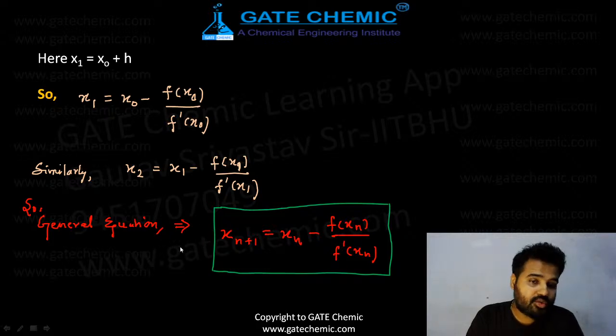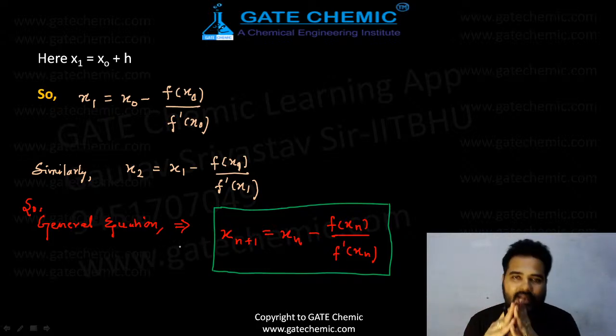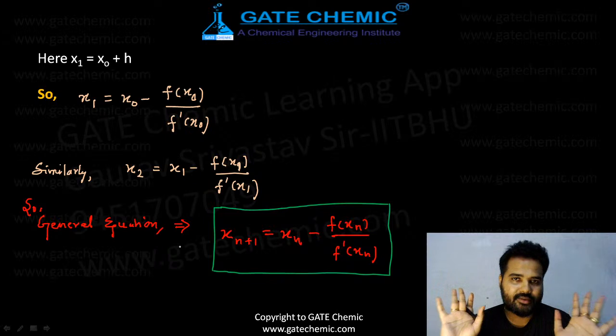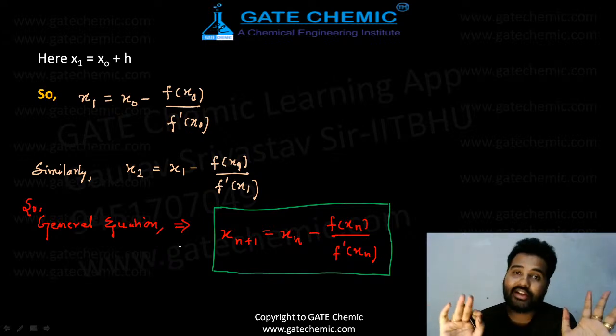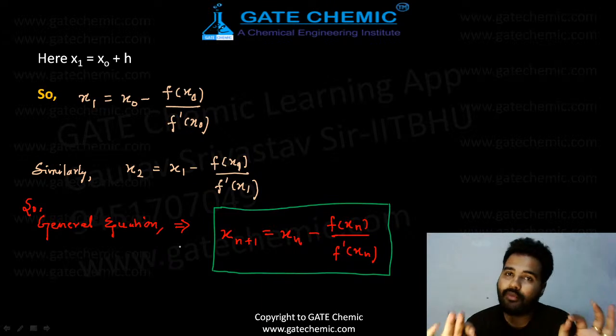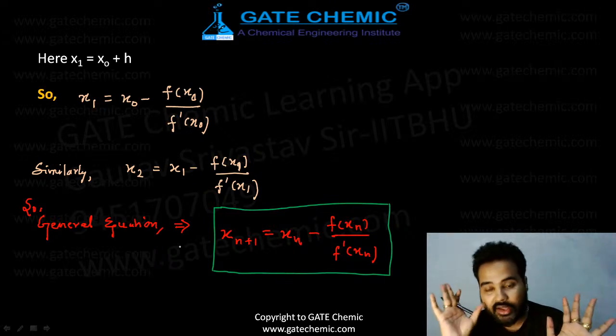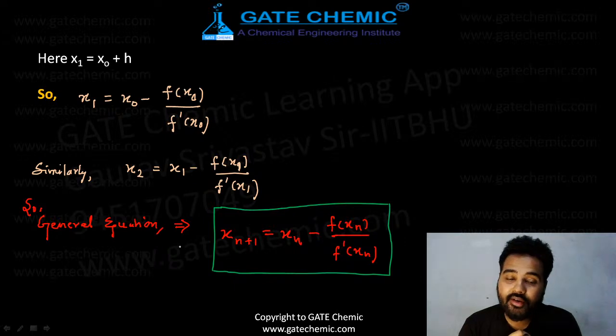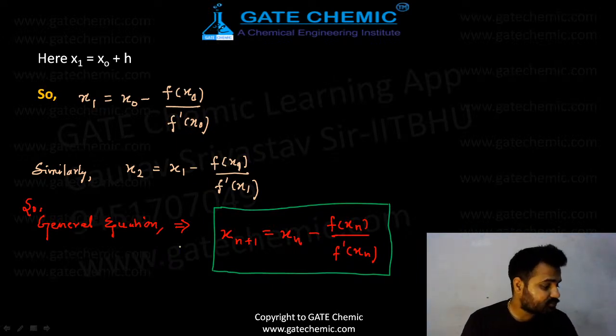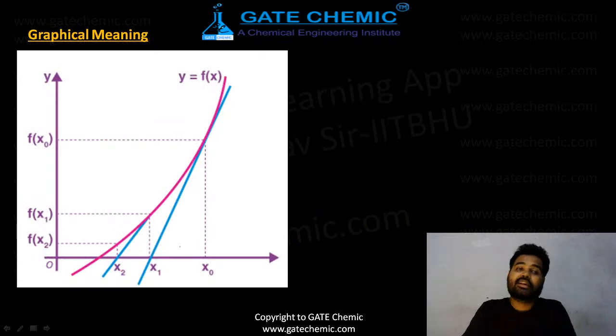As I already told you, the main topics of numerical methods are Newton-Raphson method, trapezoidal rule, Simpson rule, Euler forward and backward method, and Runge-Kutta method. Approximately 95% chances that in your GATE examination they will ask you problems from these topics only. So this formula is very important. Please learn it: x(n+1) = xn - f(xn)/f'(xn). Now beta I am going to discuss the graphical meaning of this Newton-Raphson method.